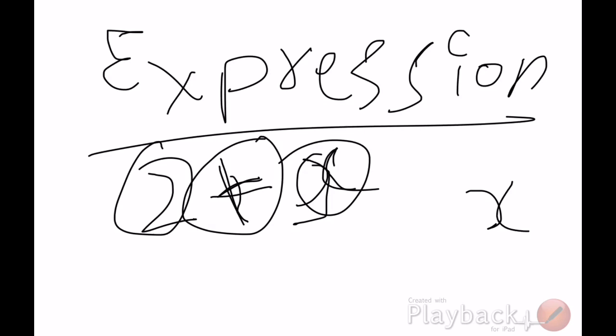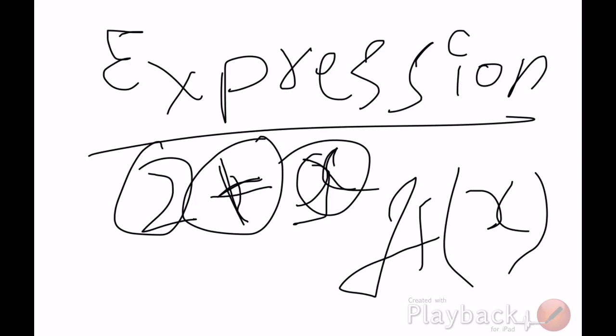So you may think x is not an expression, but it is an expression because it's 1 times x, and 1 here is a constant, and the binary operation is multiplication. So even x is an expression, so don't think it's not an expression.